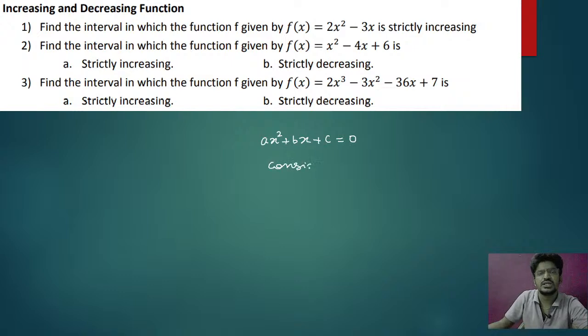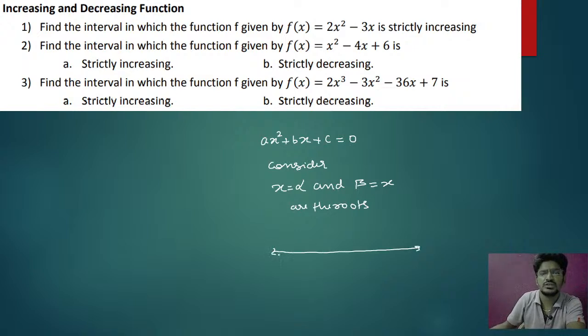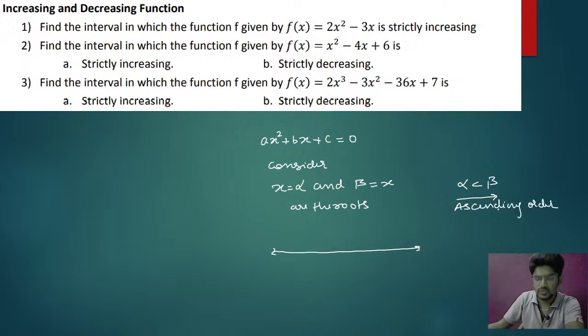Let us consider alpha and beta are the two roots. Now what we have to do? We have got x is equal to alpha as well as x is equal to beta. Now we have to arrange this alpha and beta in the ascending order, and you have to arrange them.